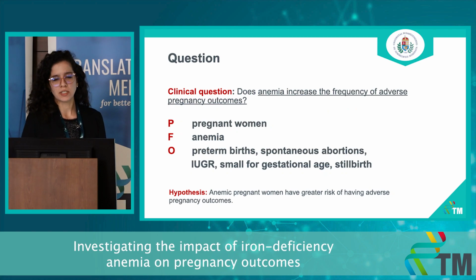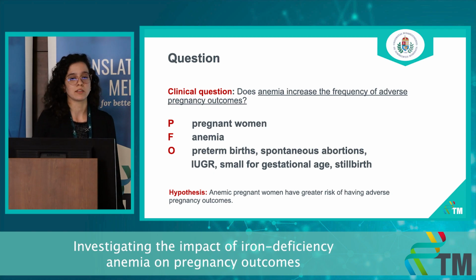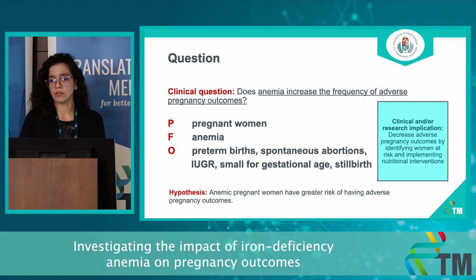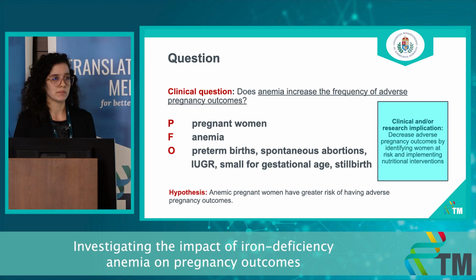Our clinical question is, does anemia increase the frequency of adverse pregnancy outcomes? Our population is pregnant women. Our risk factor is anemia. Our outcomes of interest are preterm births, spontaneous abortions, IUGR, small for gestational age, and stillbirth. We hypothesize that anemic pregnant women have a greater risk of having adverse pregnancy outcomes. Our clinical implication is to decrease the adverse pregnancy outcomes by identifying women at risk and having the right implementation of nutritional interventions.